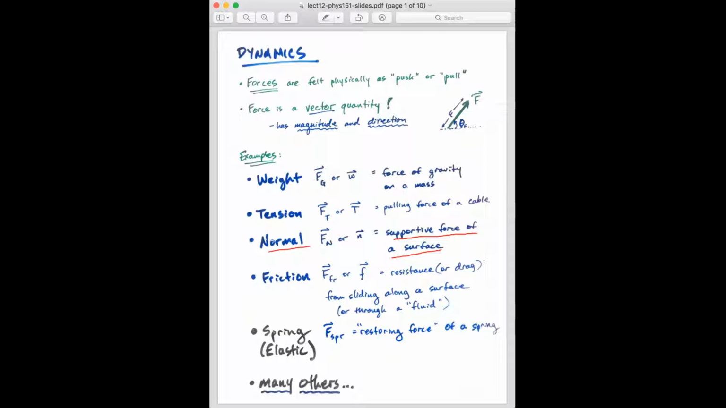So in those cases, the normal force is not up. It's always outward from the surface of contact. Therefore, it's always perpendicular to the surface of contact. So therefore, hence the name normal. Normal in this case is a mathematical synonym for perpendicular.